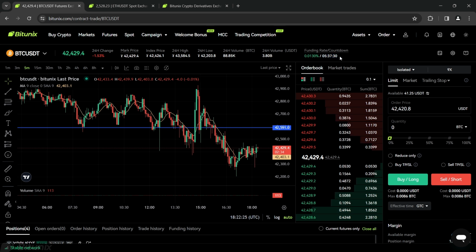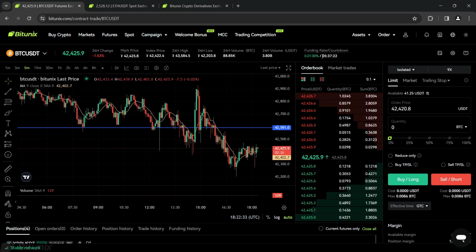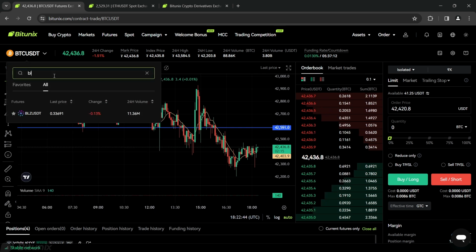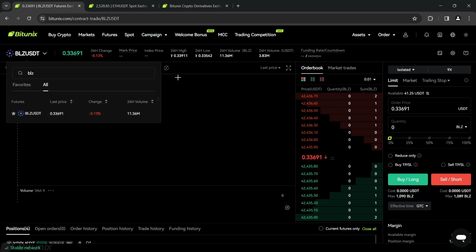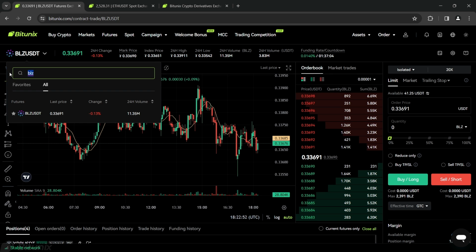Now, normally, the regular countdown is every 8 hours, which means, for example, for here, Bitcoin, ETH, most major coins, usually it's every 8 hours is when the funding rate hits, and that means it's 3 times a day. Now, there are some coins out there, for example, smaller coins, like I'll show you an example of one, BLZ, where the funding rate is every 4 hours, okay? It depends on how often it's needed to balance out the market.